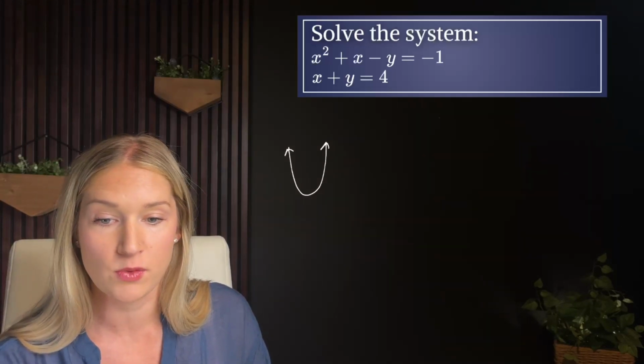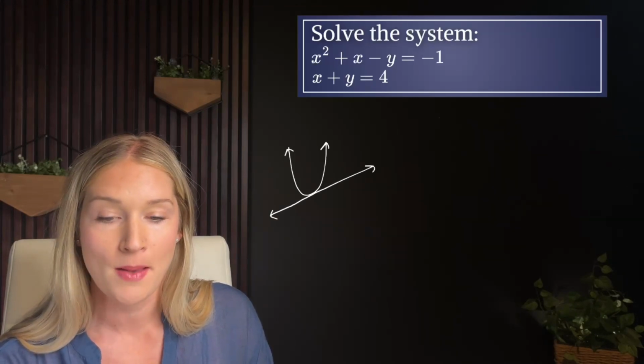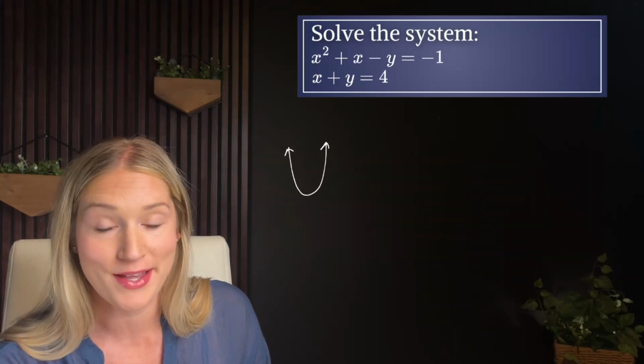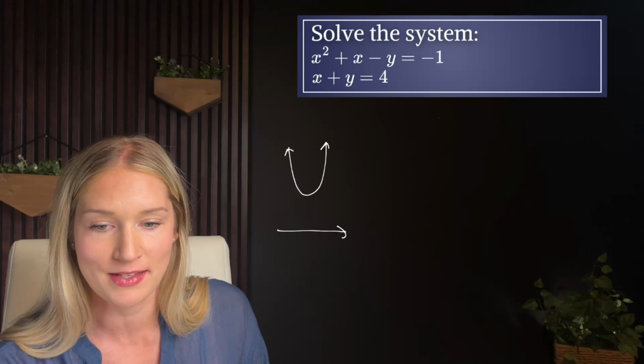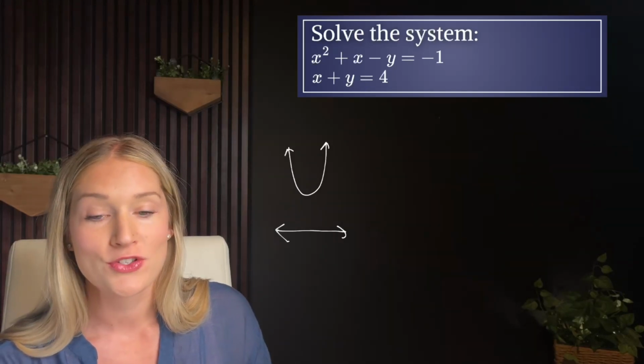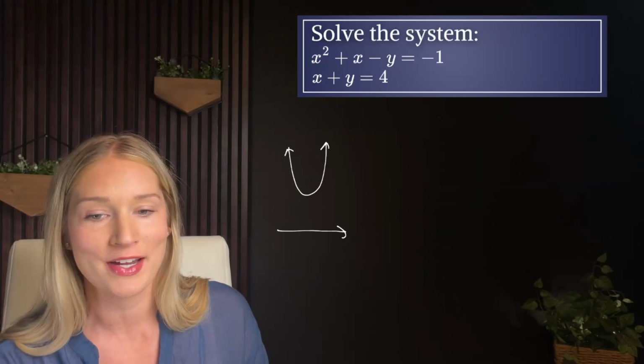Maybe we're looking for only 1 point where they cross, so that means our line would be tangent to the parabola, and it might look something like this, barely brushing at just a single point. Or maybe they don't even cross at all, and you've got something that looks like this. Then there would be no solutions at all. So we're going to go ahead and find the points of intersection, if there even are any.